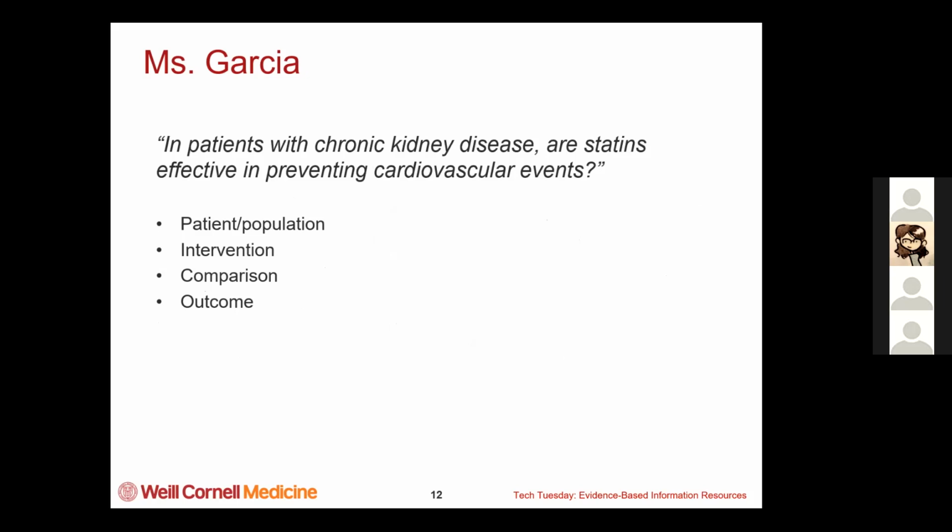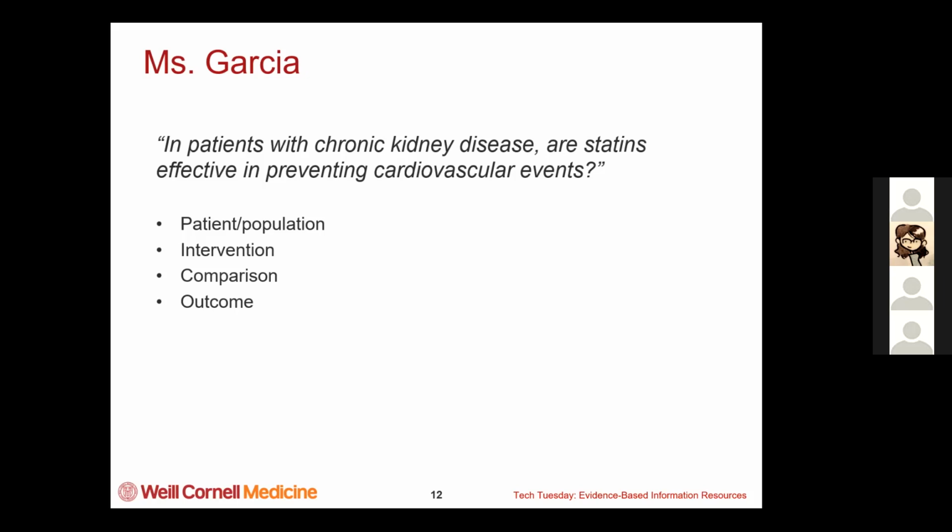Feel free to use the chat. How would you define our patient or our population here? Anybody want to take a crack at this? What's our population? All right, this is a patient with chronic kidney disease, specifically stage 3 chronic kidney disease. This is important. Stage 3 chronic kidney disease patients have not yet reached kidney failure, so they don't require dialysis yet.